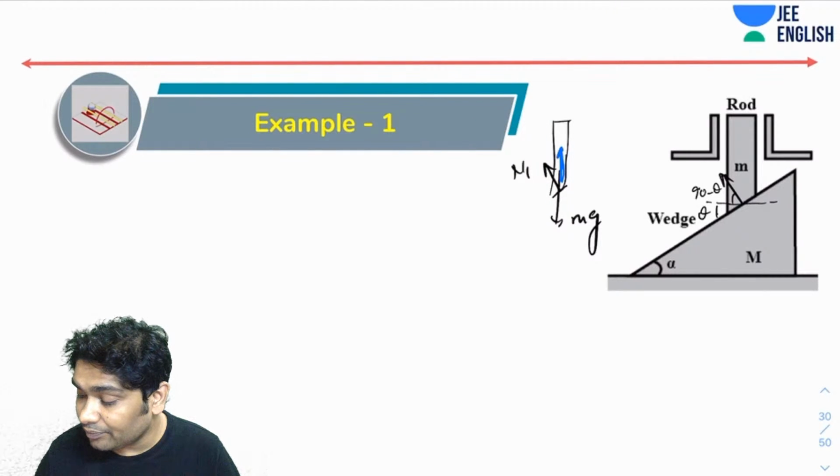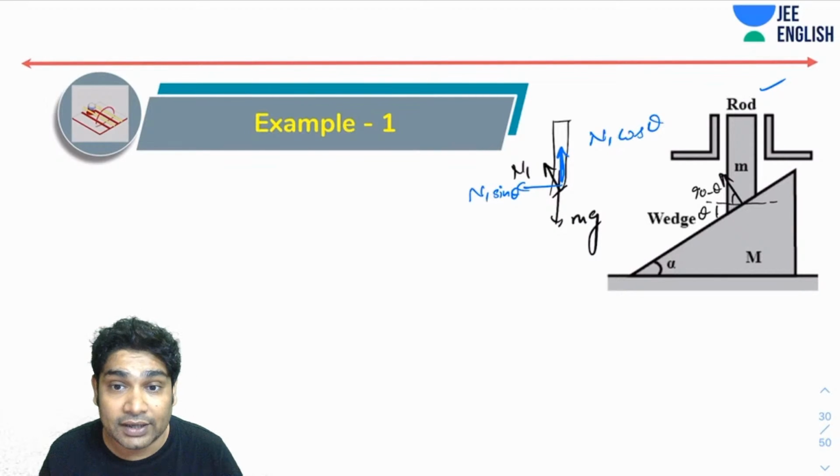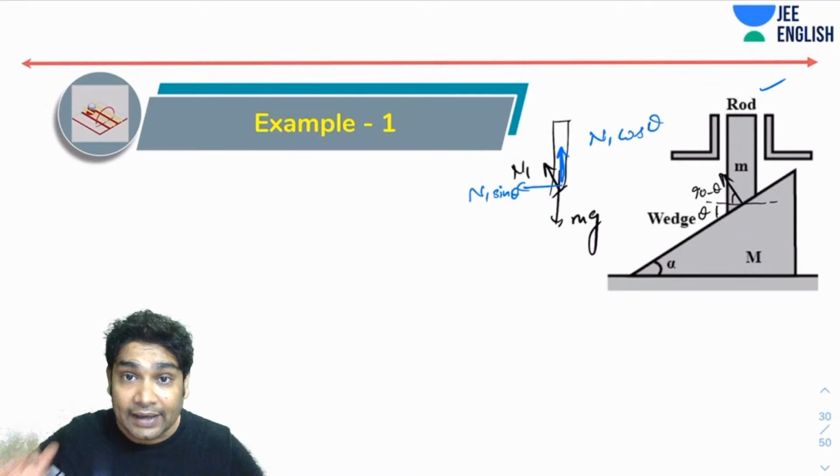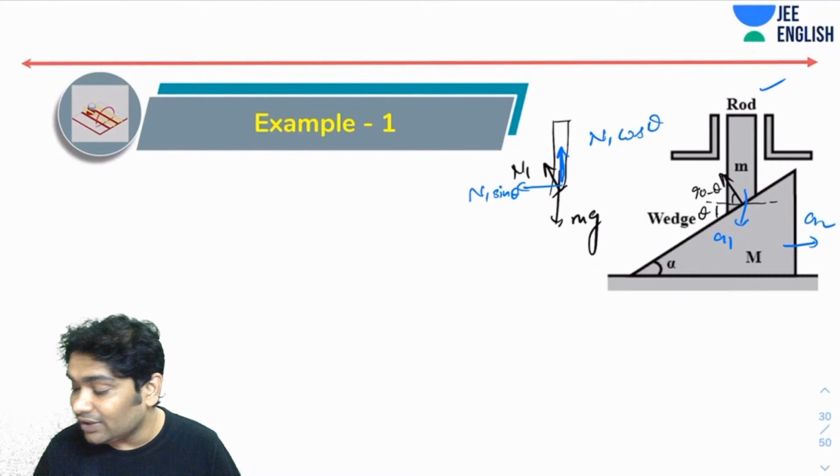So this would be n1 cos theta, and this would be n1 sin theta. Now this rod is restricted to move only in the vertical direction, and this wedge will only move in the horizontal direction. Alright, so if I can write the motion equation for this, let us assume that this is going down with a1 and this is going on this side with a2.